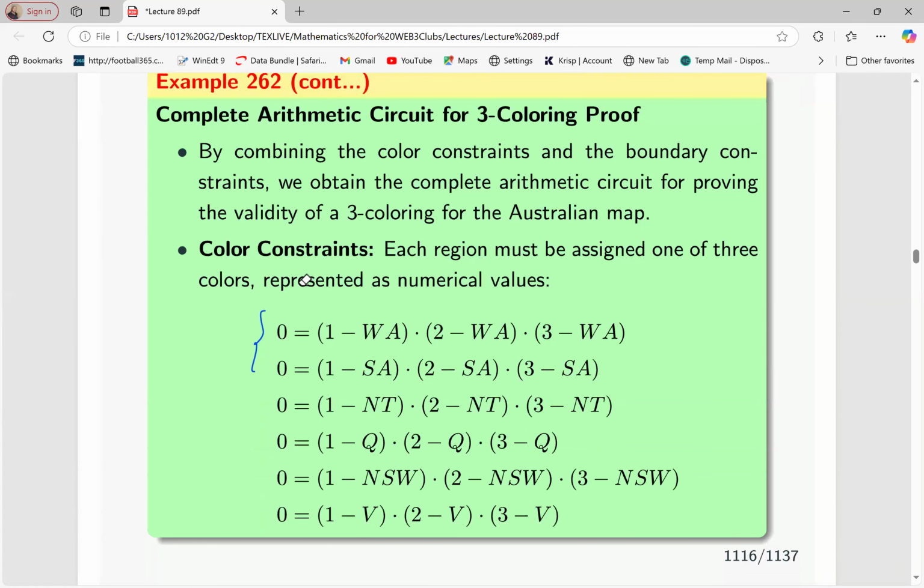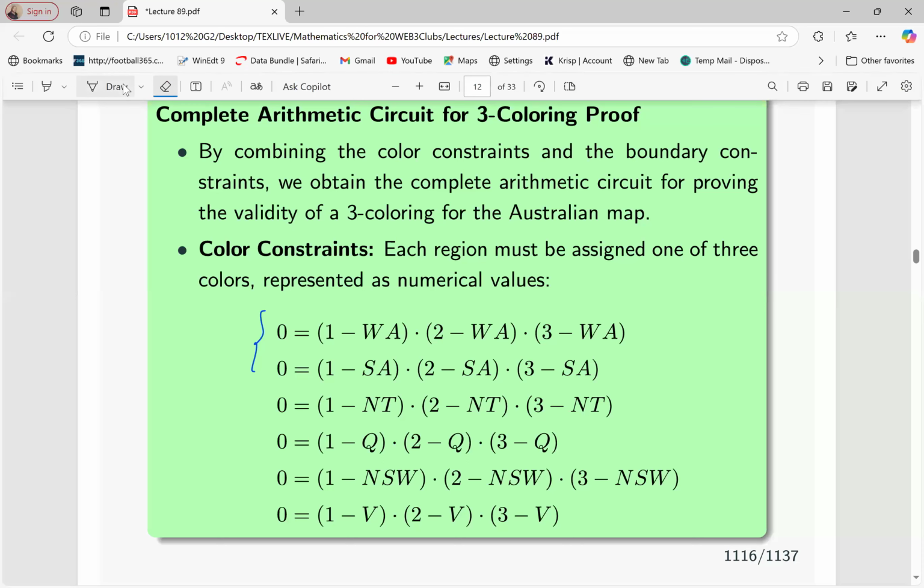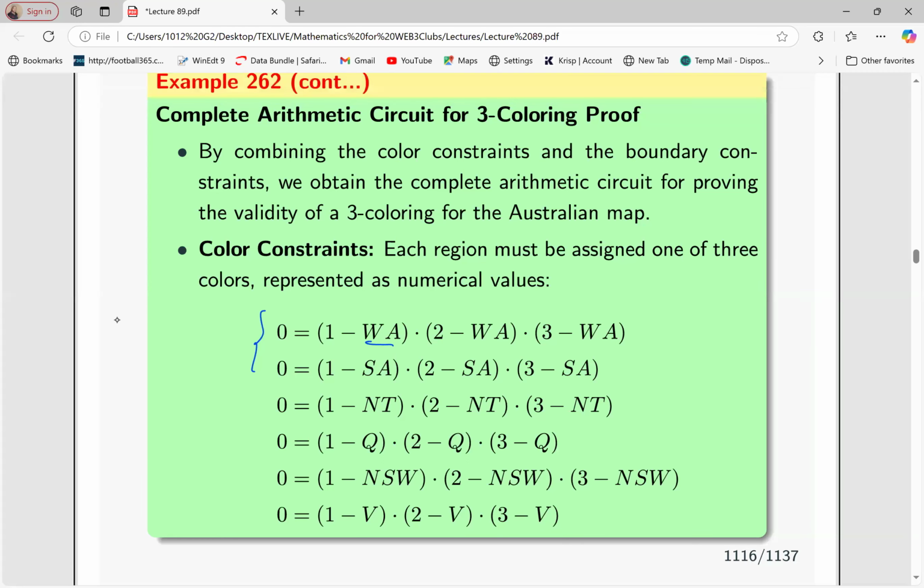The one I was using T. If the region is Western Australia, then you use Western Australia instead of my T. You remember I had written it as 1 minus T, 2 minus T, then 3 minus T. So T here represents the region. If the region is Southern Australia, you replace T with Southern Australia. If it's Northern Australia, just replace T. So this ensures that every region has one color.